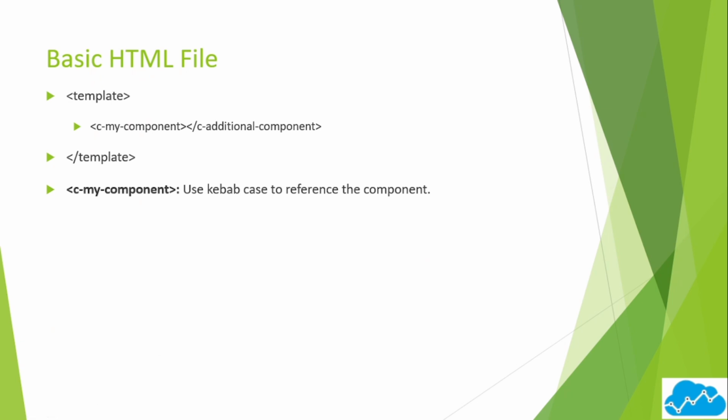Basic HTML file. So it is looking like this. Whenever we are creating a new lightning component, we are seeing one template opening tag and template closing tag. Also, if we are referencing any component, then it should be in the template only. So here we are referencing my component, so it will be c hyphen my hyphen component opening tag and closing tag, and this should be in kebab case.